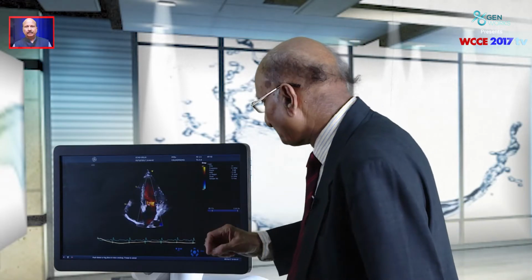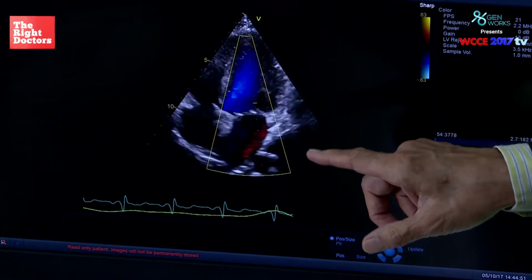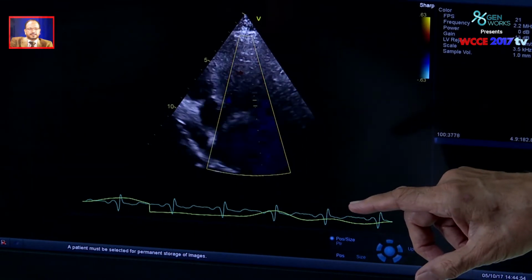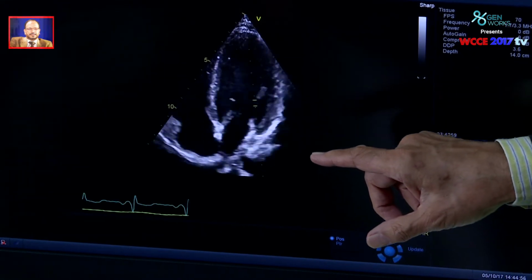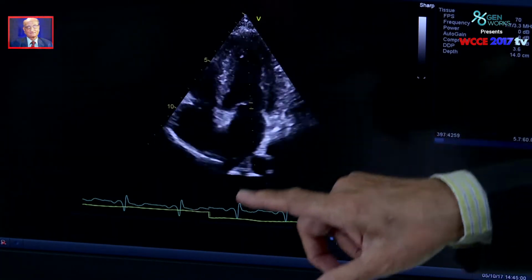Pulse is like a sample volume. If you can see here, can you show the pulse first? Remove the color. Can you see a cut here? That is the pulse sample volume. So wherever you put a sample volume, you record the velocity only from that particular area.